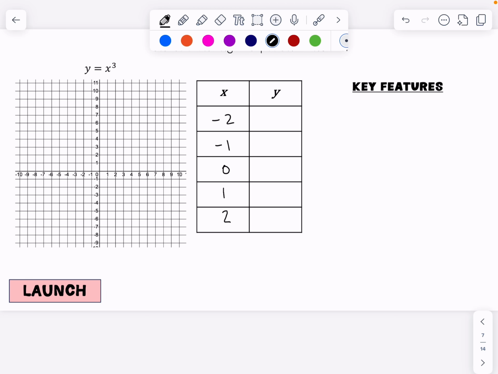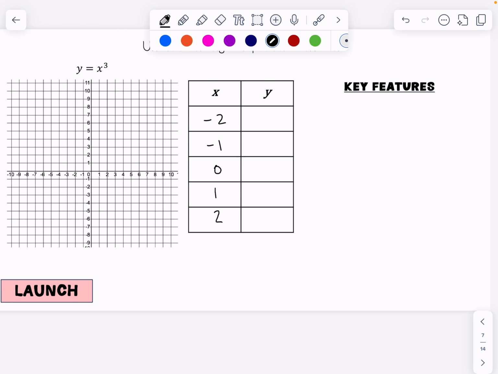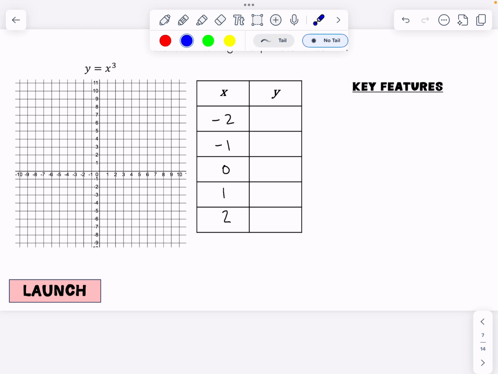In this video, we are going to be looking at the key features of a cubic. And because for some of you, it's the first time we've seen a cubic, we're going to build it from scratch. So cubic, because the degree is 3. And here I have just our basic starting x values: -2, -1, 0, 1, and 2.